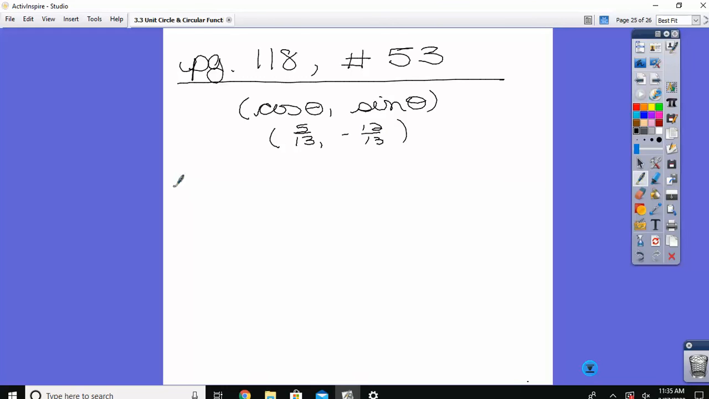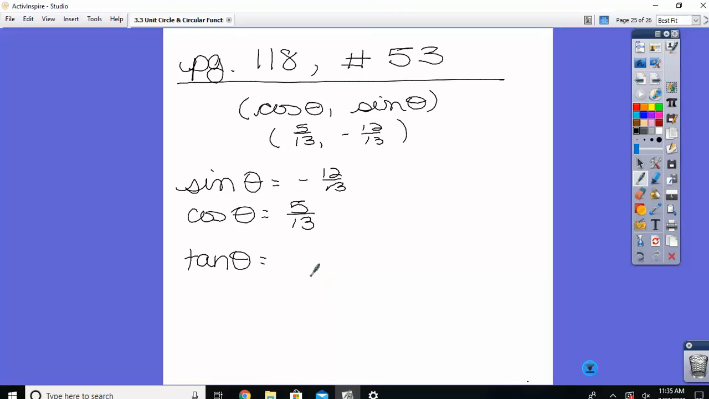So, what is sine? Negative 12/13. Cosine then is 5/13. How do you get tangent from this? Sine over cosine, or y over x, so negative 12/13 divided by 5/13.